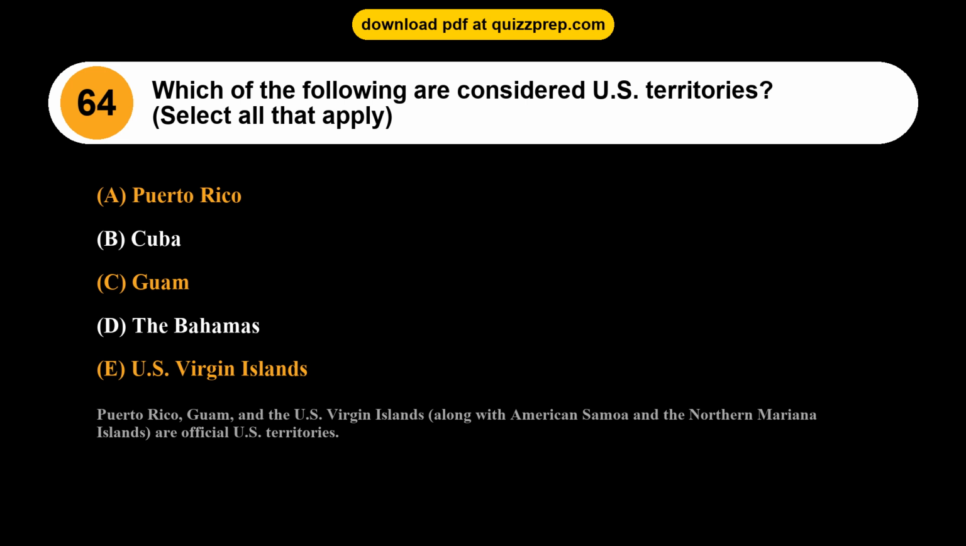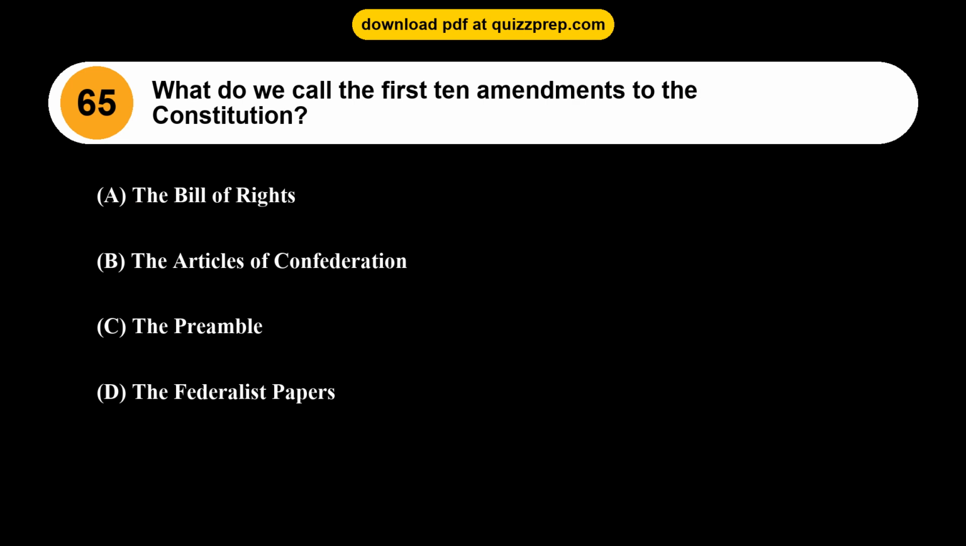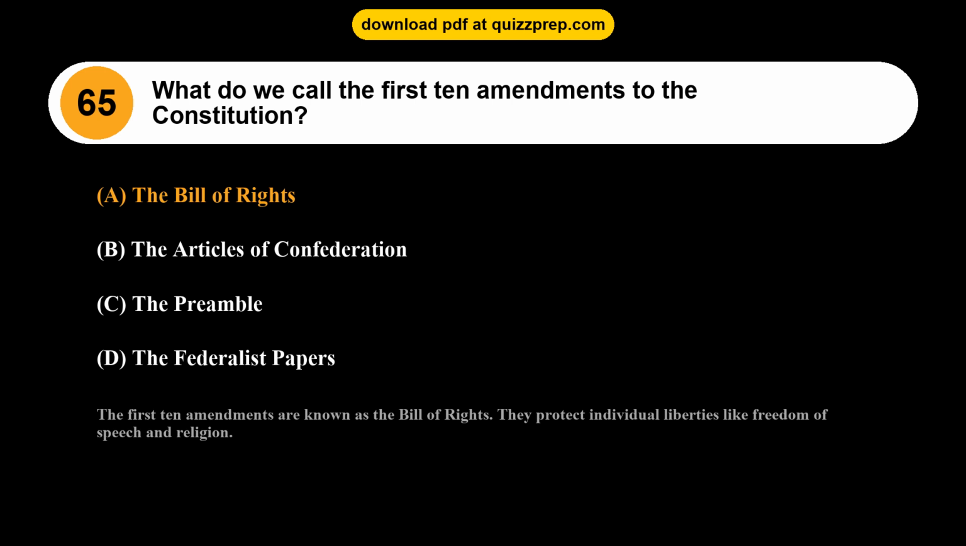Question 65. What do we call the first 10 amendments to the Constitution? Option A. The Bill of Rights. Option B. The Articles of Confederation. Option C. The Preamble. Option D. The Federalist Papers. The correct answer is option A. The Bill of Rights. The first 10 amendments are known as the Bill of Rights. They protect individual liberties like freedom of speech and religion.